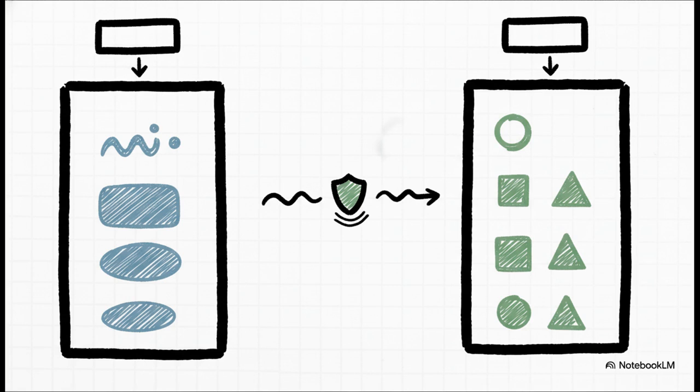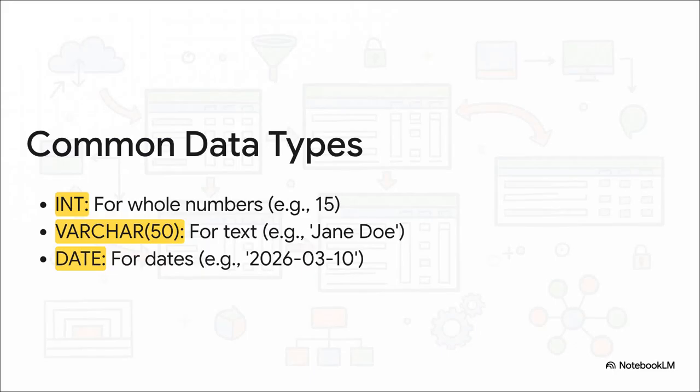This is all thanks to something called a data type, which is just a fancy term for a rule that makes sure the right kind of information goes into the right place. Here are a few super common data types you'll see everywhere. Int is just short for integer, for whole numbers. Varchar stands for variable characters, which is just a technical way of saying text. And date is, well, you guessed it, for dates. These simple rules are great because they prevent silly mistakes, like putting someone's name in the age column.